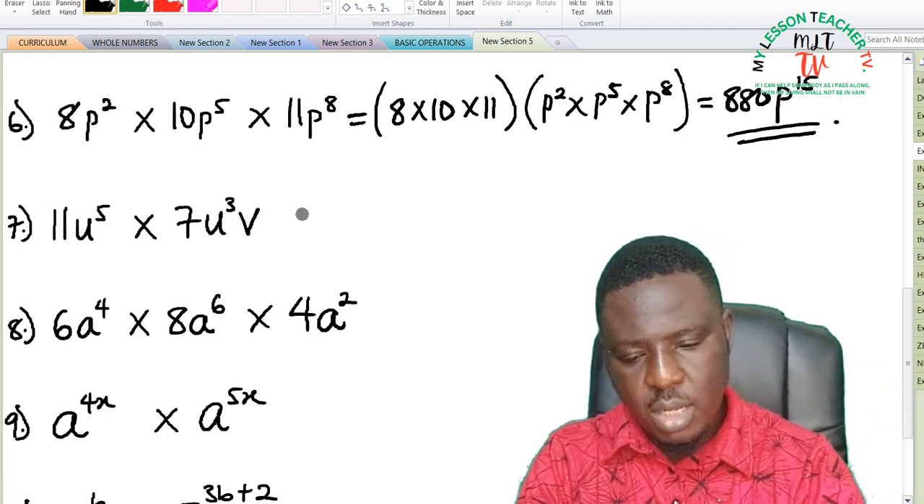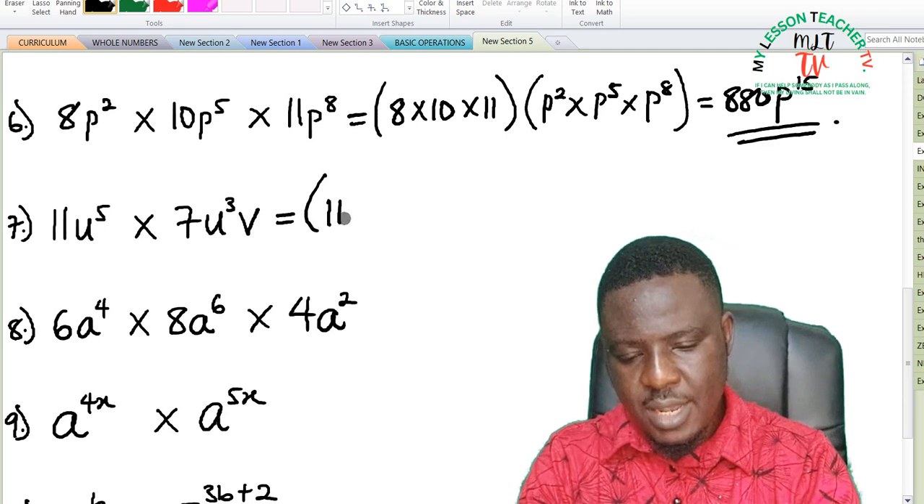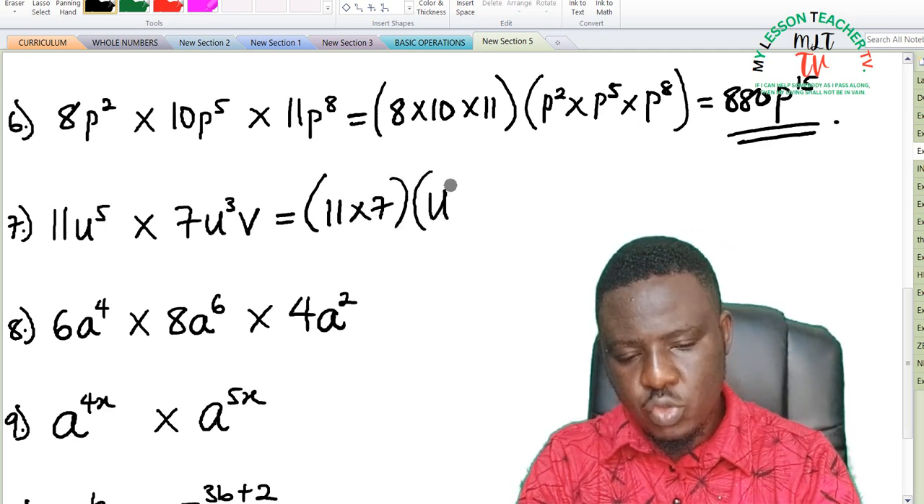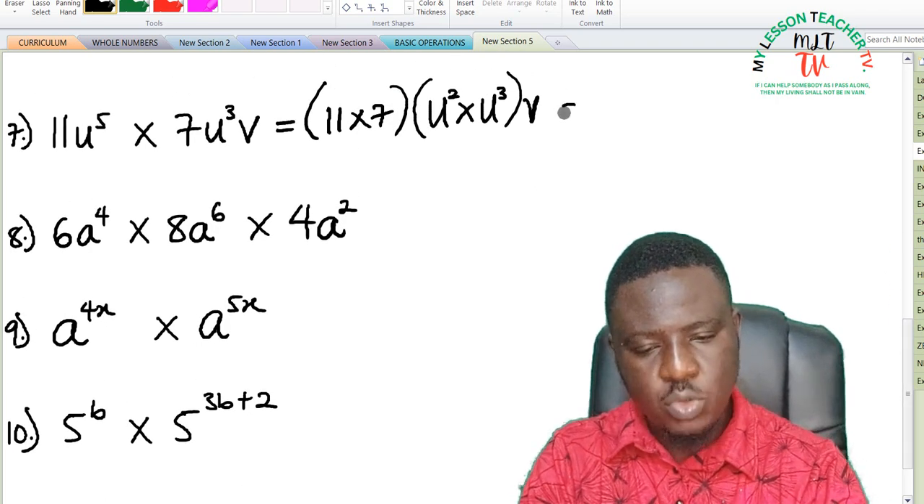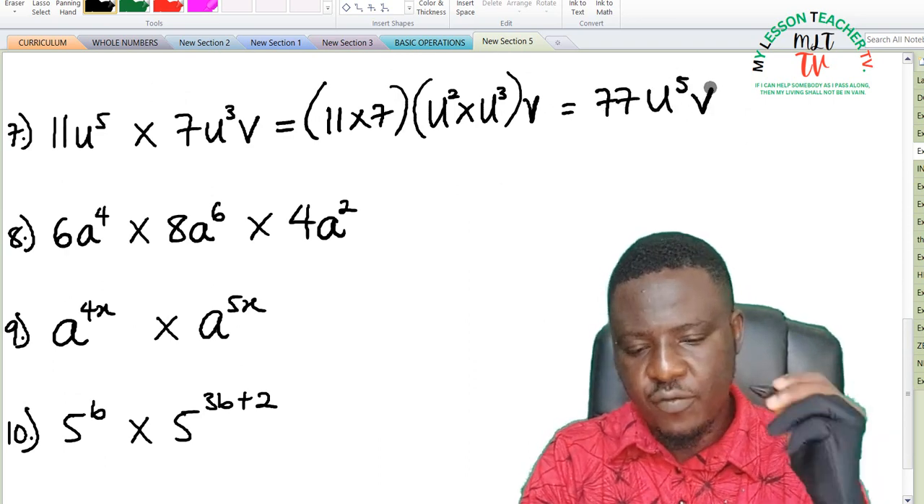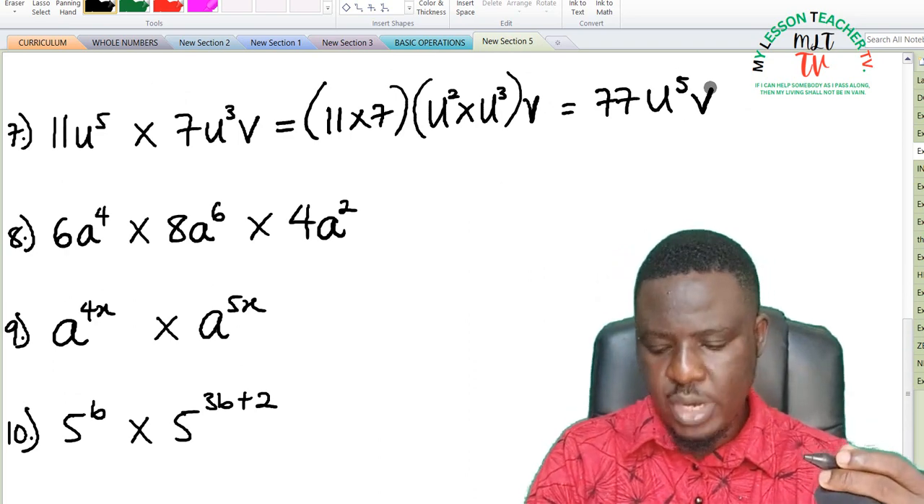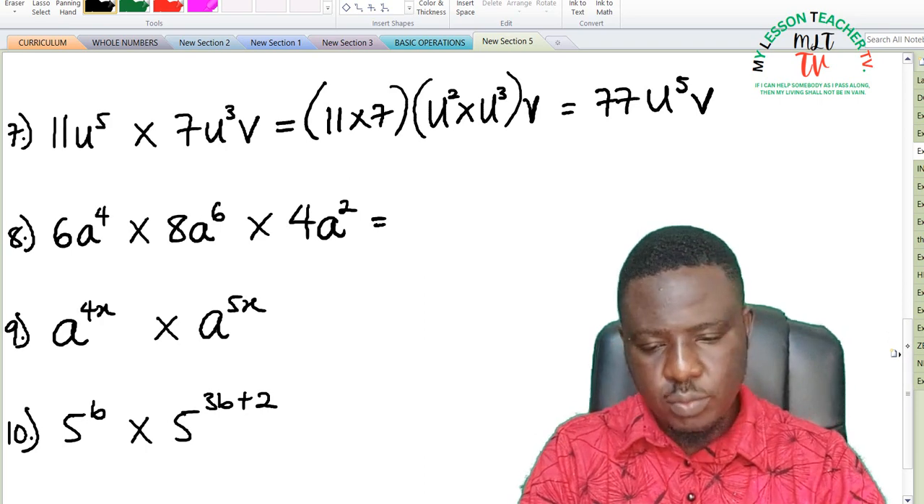And for question number 7, this is equal to 11 times 7 into u squared times u cubed times v, so that this is equal to 77u raised to the power of 5v. I hope you are following what I'm doing.